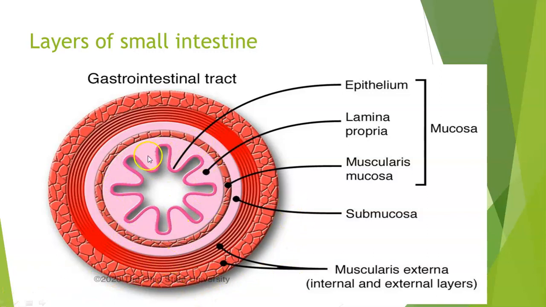Again, the mucosa contains 3 layers. The first is the epithelial layer, the next is the lamina propria, and the mucosa also contains a thin layer of muscle, the muscularis mucosa. These 3 layers form the mucosa. Next is the submucosa, which contains the submucosal plexus. Next is the muscularis externa. It contains two muscle layers. The inner one is the circular layer, and the outer one is the longitudinal muscle layer, and the outermost one is the serosa.